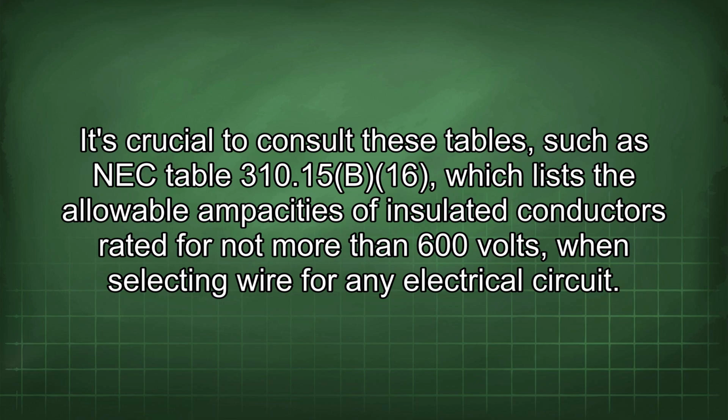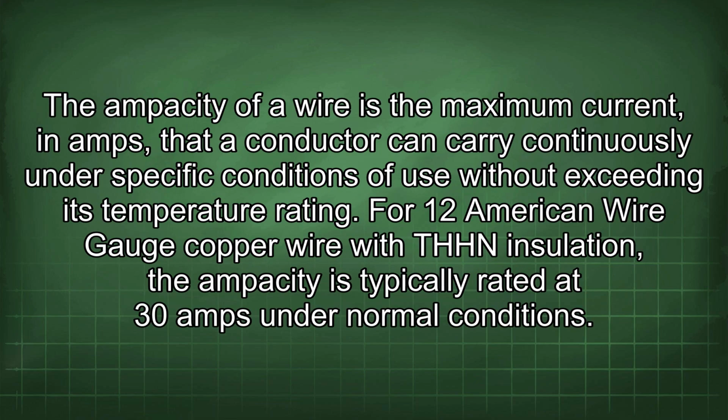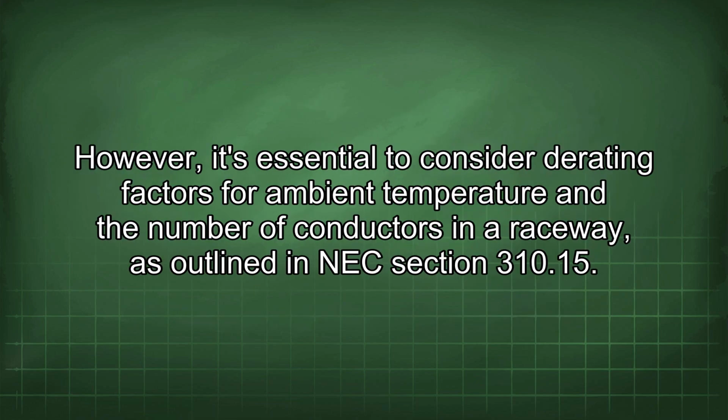310.15(B)(16), which lists the allowable ampacities of insulated conductors rated for not more than 600 volts, when selecting wire for any electrical circuit. The ampacity of a wire is the maximum current, in amps, that a conductor can carry continuously under specific conditions of use without exceeding its temperature rating. For 12 American wire gauge copper wire with THHN insulation, the ampacity is typically rated at 30 amps under normal conditions. However, it's essential to consider derating factors for ambient temperature and the number of conductors in a raceway, as outlined in NEC section 310.15.